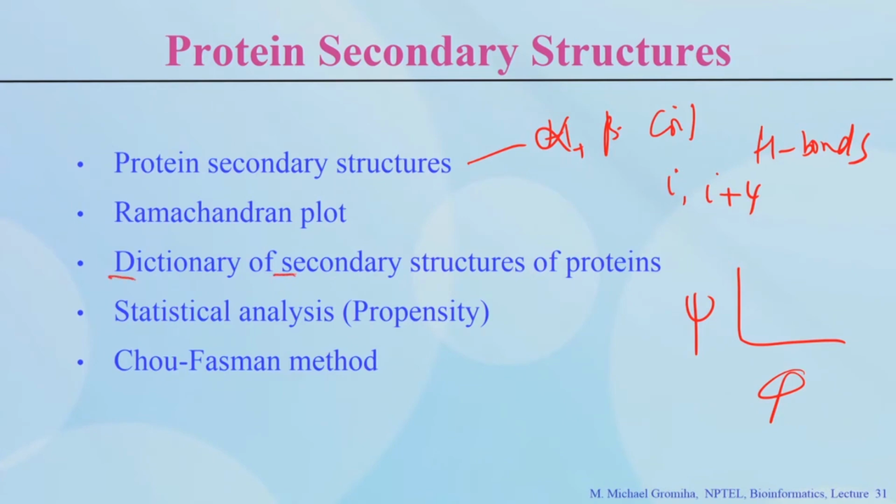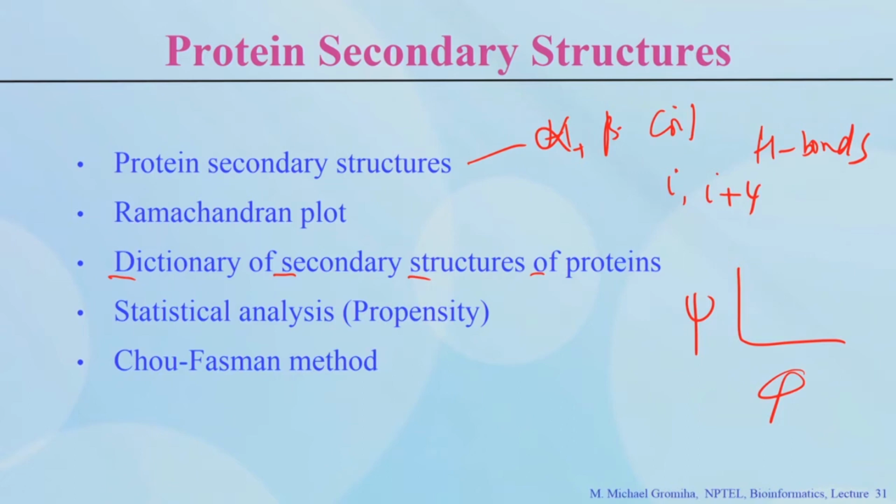Then what is DSSP? Dictionary of Secondary Structure of Proteins. How do they derive the secondary structure? Based on hydrogen bonding patterns, right, because the hydrogen bonding patterns are known for the alpha helices or the beta strand or turns, right. They use these hydrogen bonding patterns, right.